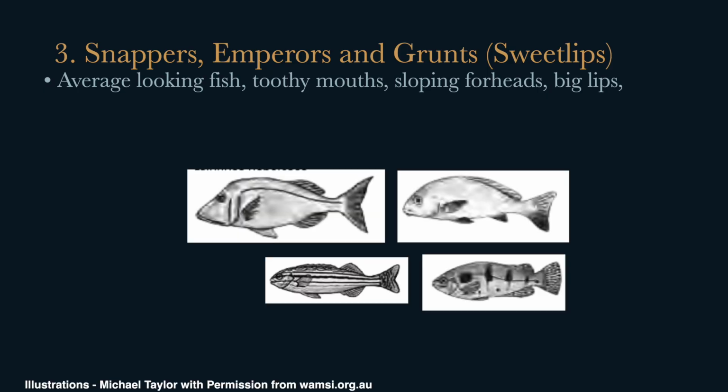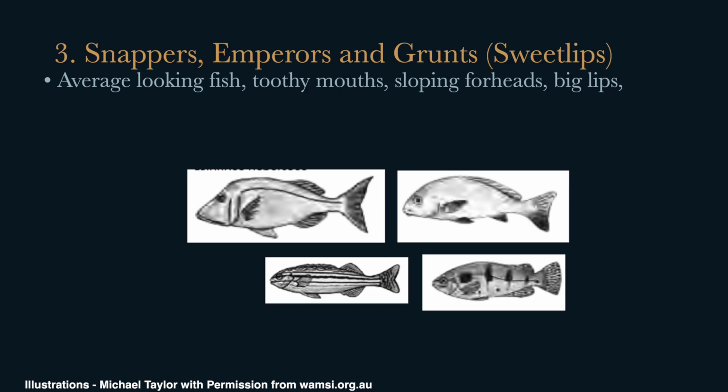Our third group are snappers, emperors and grunts, sometimes called sweet lips. They're average looking fish in the middle of that specialisation chart, good at everything, often with toothy mouths, sloping foreheads and sometimes big lips. Mostly you get more different types of snapper up north, like mangrove snapper.